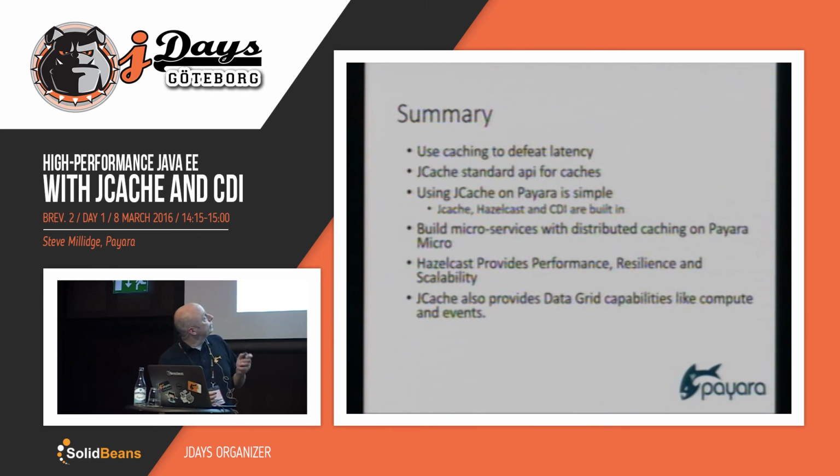So in our case, Hazelcast has given us our caching provider. Hazelcast is a big distributed hash map. It provides performance, resilience, scalability. But you also get in JCache those data grid capabilities. So you get compute and events on top of your big distributed hash map.